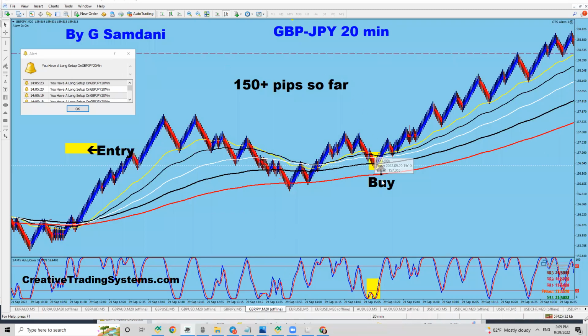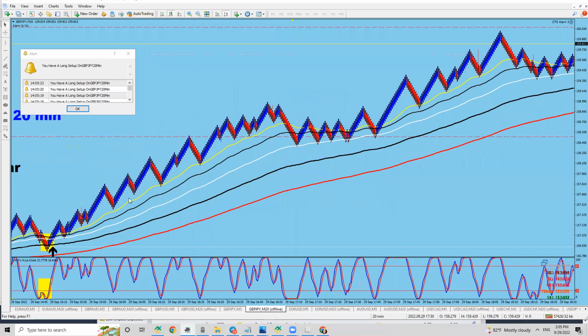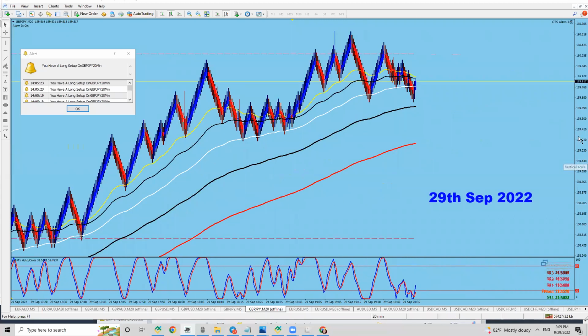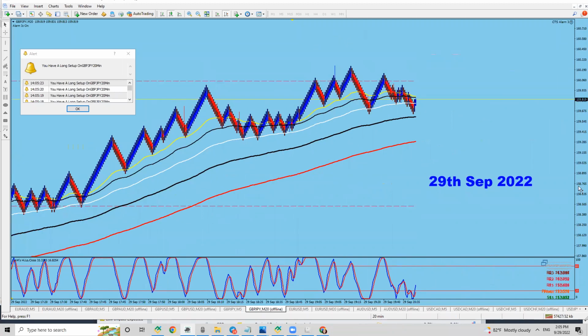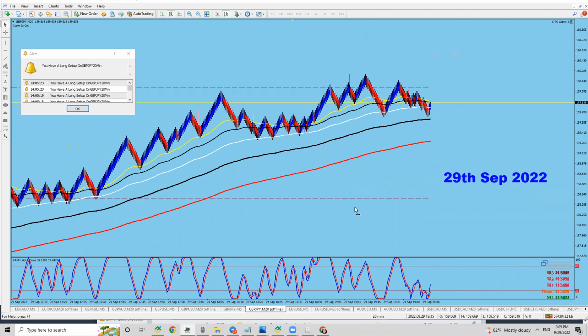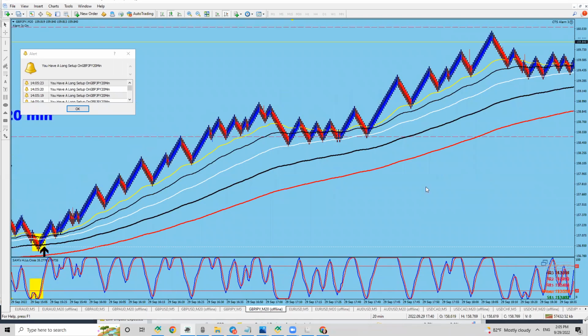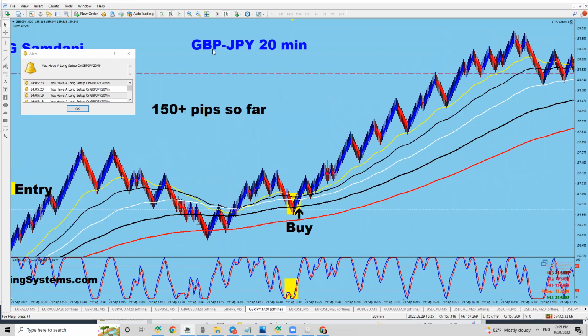Now, if the setup is ready and it's beeping, you can see that it's beeping because the setup is here. See, this is the setup, and it's beeping because of that. This is a couple of blue candles after the reversal candle. By the way, this is my trade for the 29th today, 150 pips on pound yen. It went even 100 pips more, but I closed with this. This was the entry.